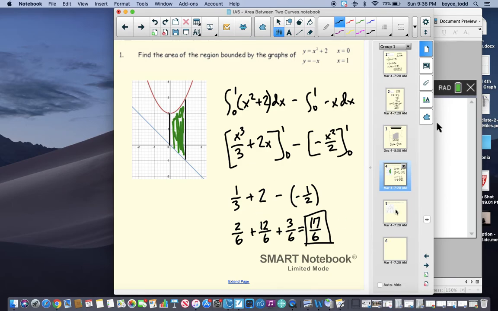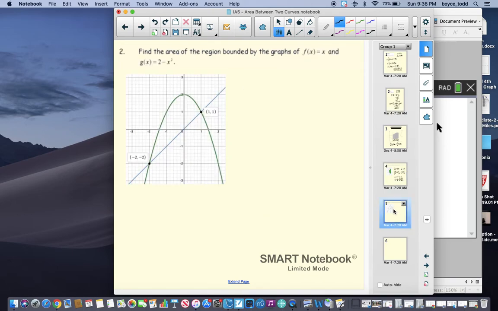Okay, so we're going to go on to one more example, and the nice thing is that the worksheet has worked out solutions, so you can really check your work. I think that would be helpful as well. All right, so this one says find the area of the region bounded by the graphs of x and 2 minus x squared.